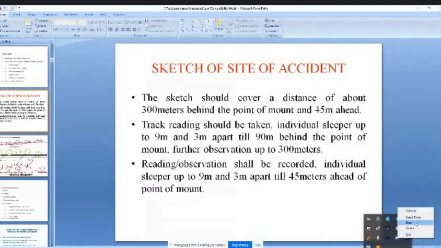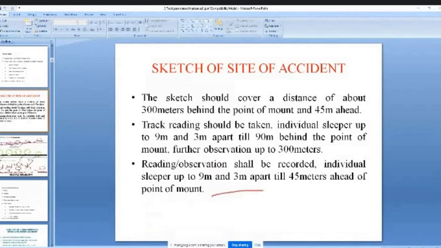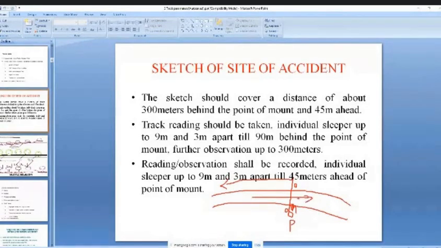After that, you must also know that in the sketch we have mentioned this point of mount, also known as POM. That POM area we put as 0, 0. Roughly, on this side you mention the direction of the train, like this train is moving when the accident happened. This portion is called the rear of the point of mount, which will be 300 meters. This is the head of the point of mount, 45 meters.